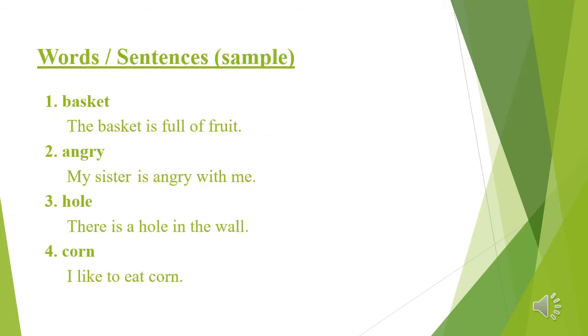These are word sentences which I am going to revise for you. Number 1, basket. Sentence: the basket is full of fruit. Number 2, angry. Sample sentence: my sister is angry with me. Number 3, hole. Sample sentence: there is a hole in the wall. Number 4, corn. I like to eat corn.